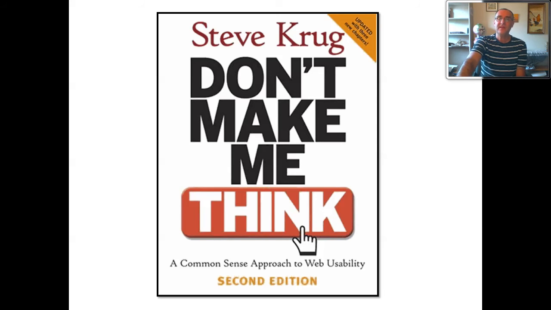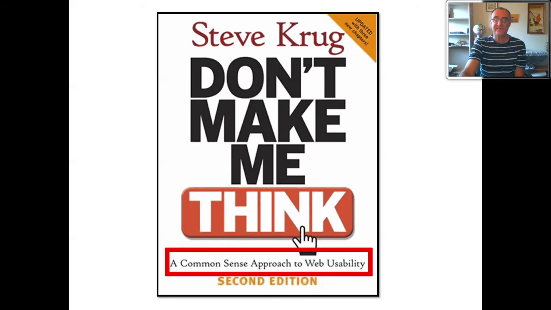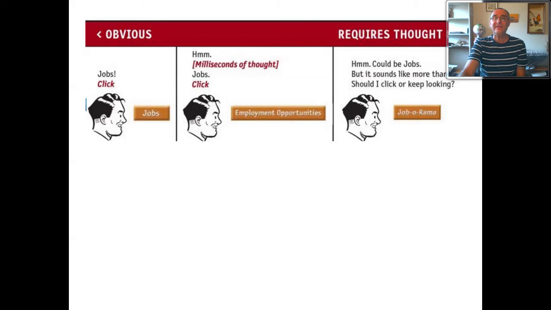Back in the early 90s, or maybe it was the mid-90s, this book came out, Don't Make Me Think by Steve Krug. It's, you can see here, a common sense approach to web usability. This had a huge impact on human factors engineers and on usability specialists because it argued that when we design a web page or any product, and this includes writing, we shouldn't require too much thought on the part of the reader or the user. And if we do, we're failing in our ability to communicate how to perform a certain operation.